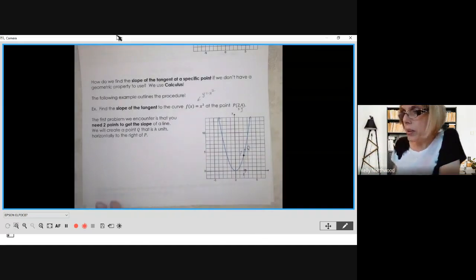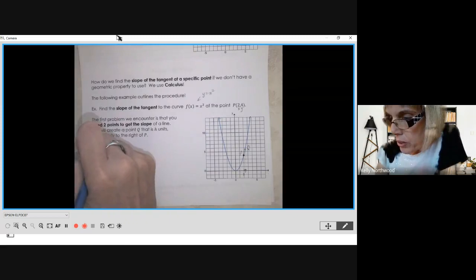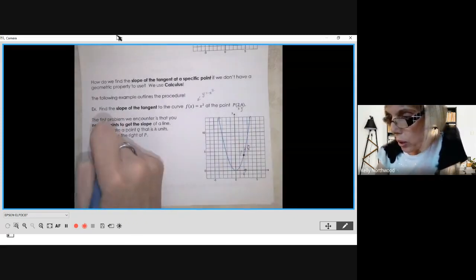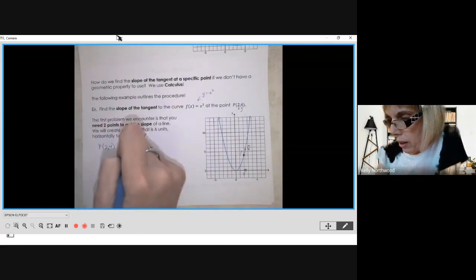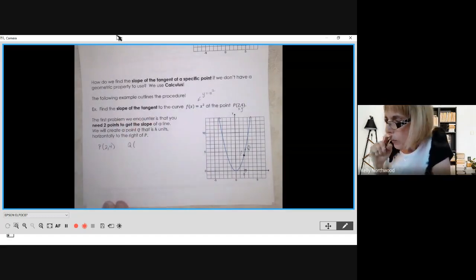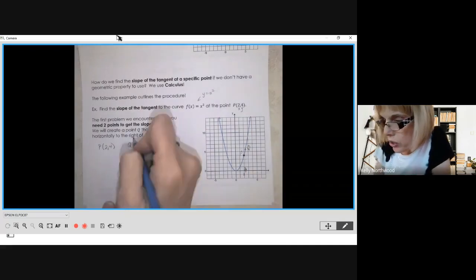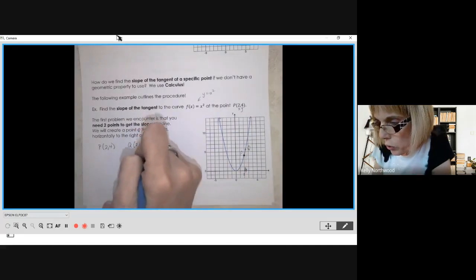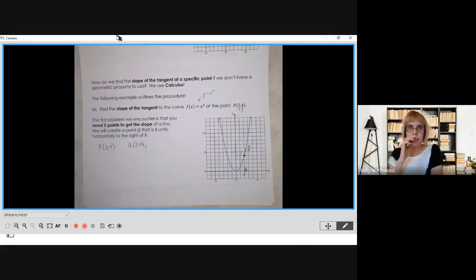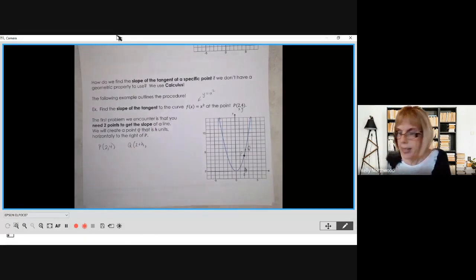So here's my x value 2, and then if I look down here for Q, my x value is 2 and a little bit, and we're calling that little bit h. So the first thing we're going to do is set up our 2 points. So our point P we know is (2, 4). Our point Q, well, it's 2 and a little bit, and we want to call that little bit h. So our x value is going to be 2 plus that little bit h. Okay, so that's the x value.